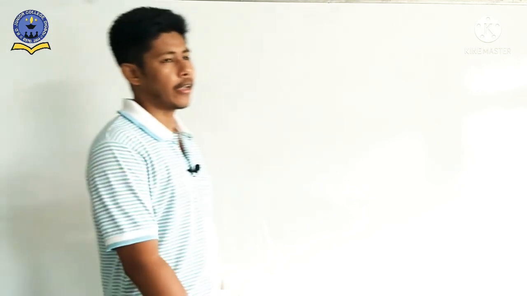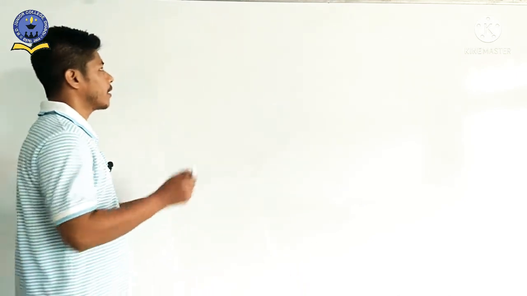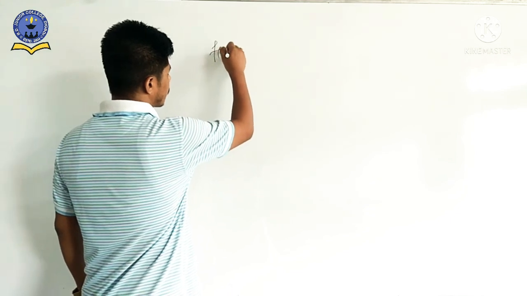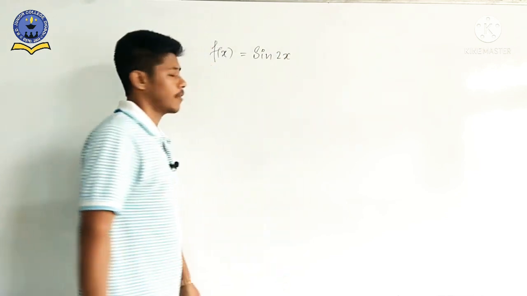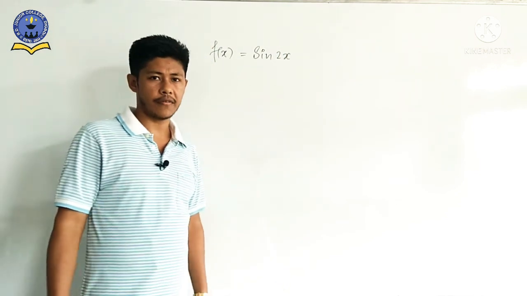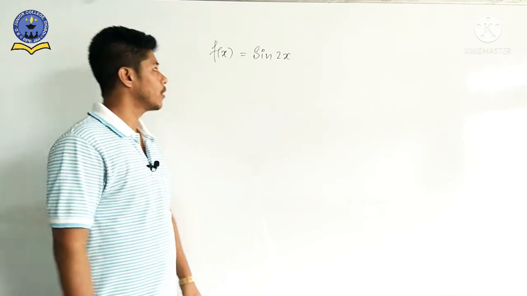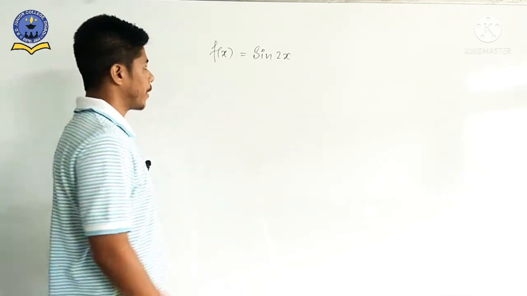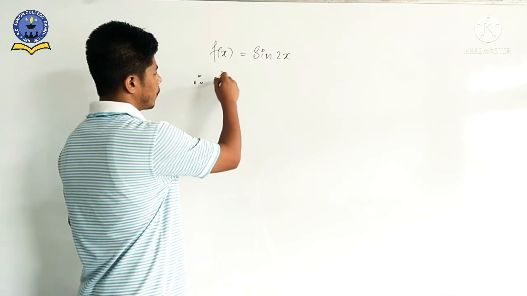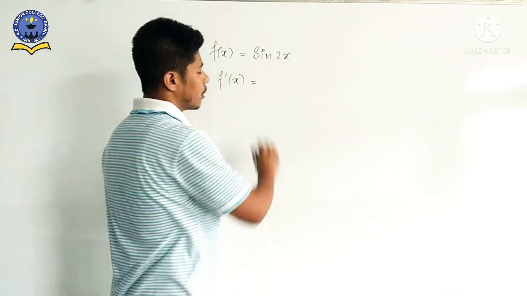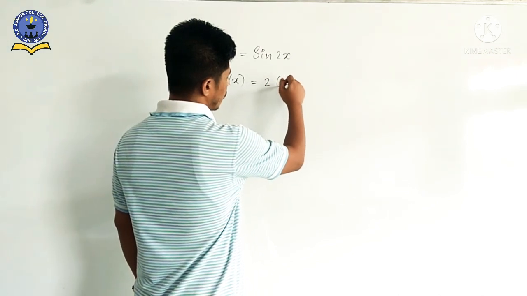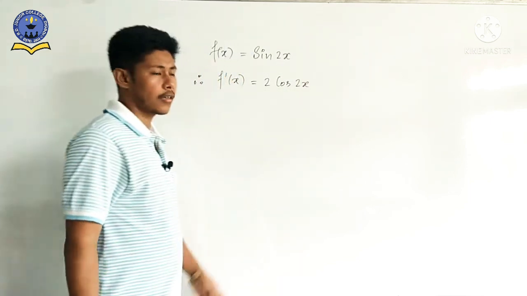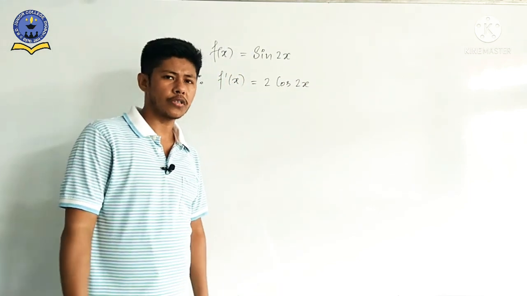First of all, we consider the function f(x) = sin 2x. If we differentiate this with respect to x, we write f'(x) = d/dx of sin 2x. The formula for d/dx of sin 2x is 2 cos 2x, isn't it? So f'(x) = 2 cos 2x.